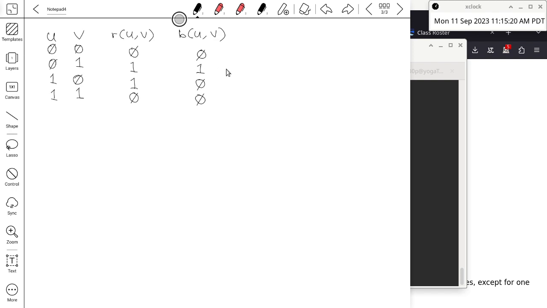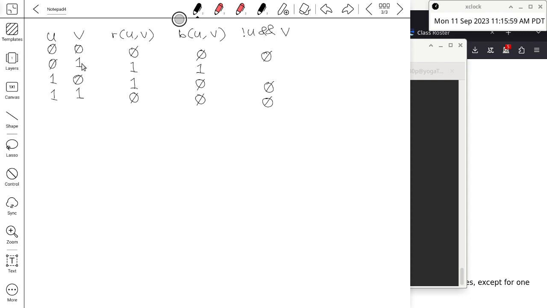I think this might work. If I negate U first and then do a conjunction with V, let's see if that works. Okay, so we work out all four rows. Whenever V is a 0, the whole thing has to be 0 because of the conjunction. So that's an easy one for these two. And then for the last row, even though V is a 1, U is a 1 too. But since we negate U before we do the conjunction, that's going to be a 0 over here as well.